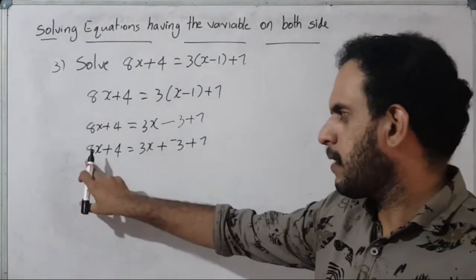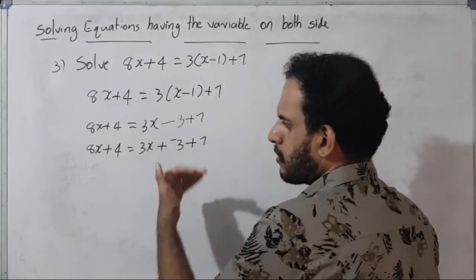So which one is bigger? 8 is bigger. So we take 3x on the side of 8x.